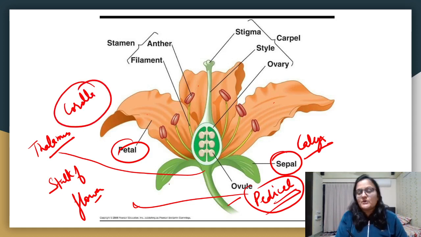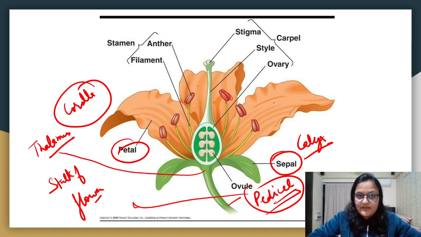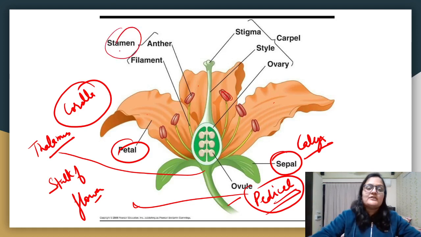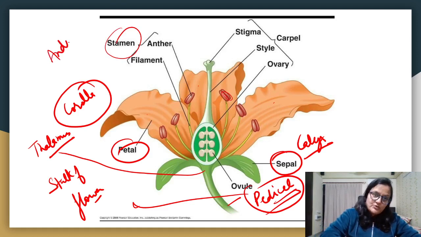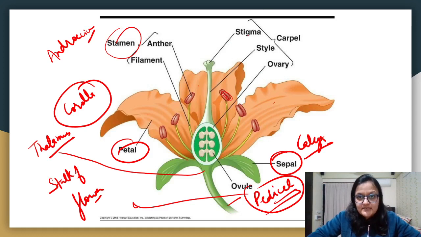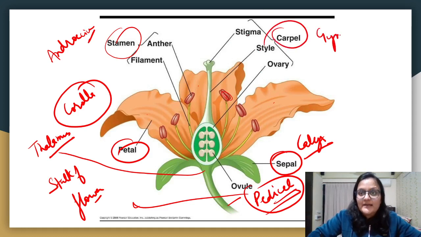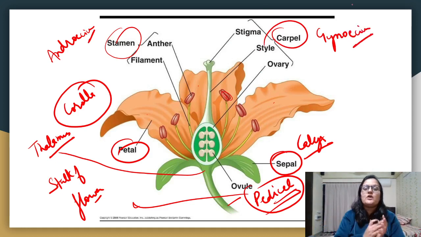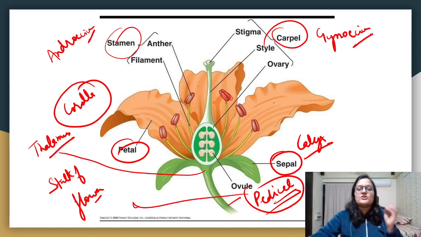This is the male part, the anther and the filament, which we call a stamen, and the group of stamens is known as the androecium. And this is the female part, stigma, style, and ovary, which we call a carpel. The group of carpels is known as the gynoecium. Here we are going to talk about the male reproductive structure of plants.